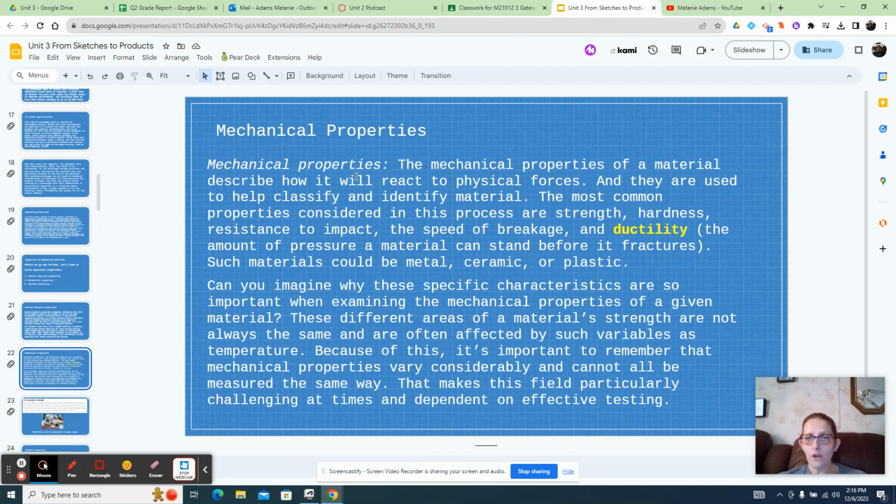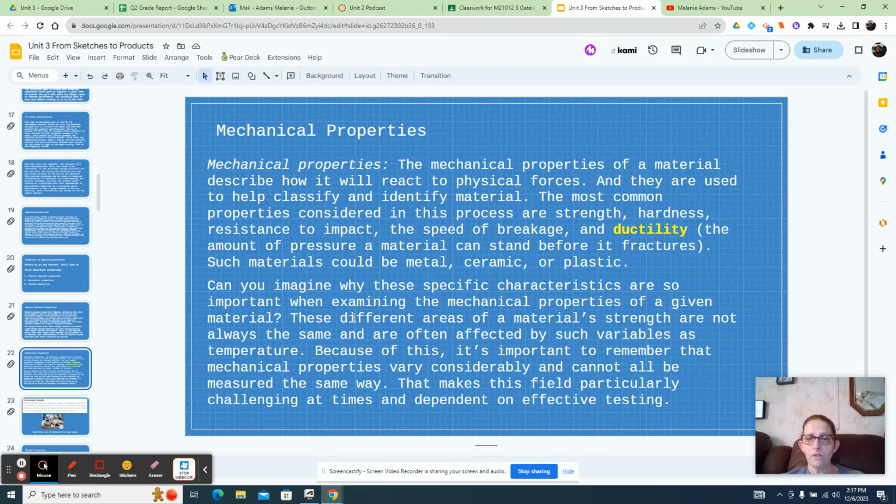Then you have your mechanical properties. They describe how a material will react to physical forces. They're used to classify and identify material. The most common properties considered in this process are strength, hardness, resistance to impact, speed of breakage, and ductility, which is the amount of pressure a material can stand before it fractures.